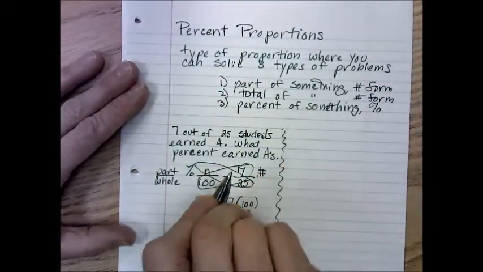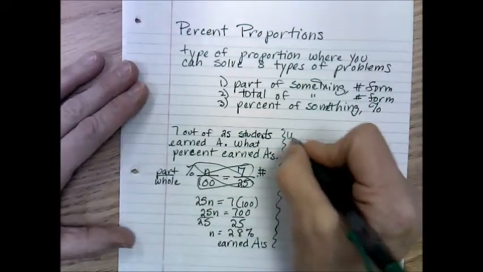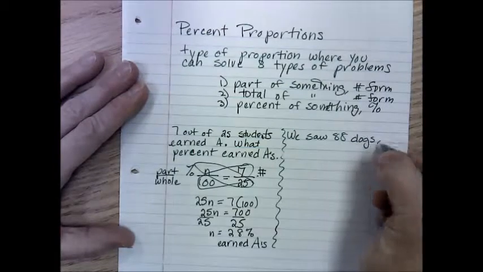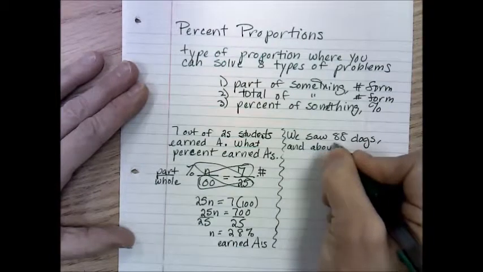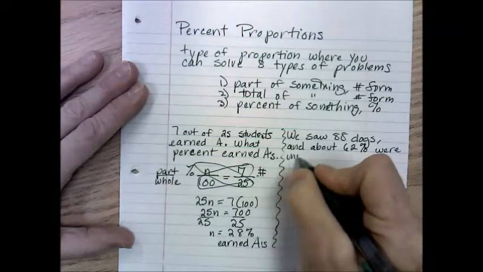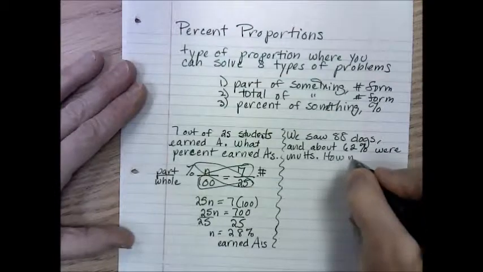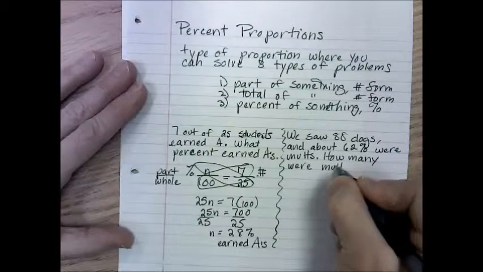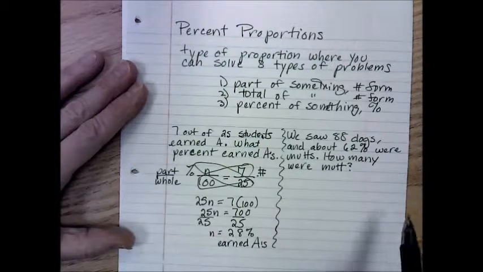Now, let's talk about another problem. Let's say that we visited the pound. We saw 88 dogs, and about 62% were mutts. So the question would say, how many were mutts? We know what the percentage is, but we don't know exactly what number. So how many out of the 88 were actually mutts?